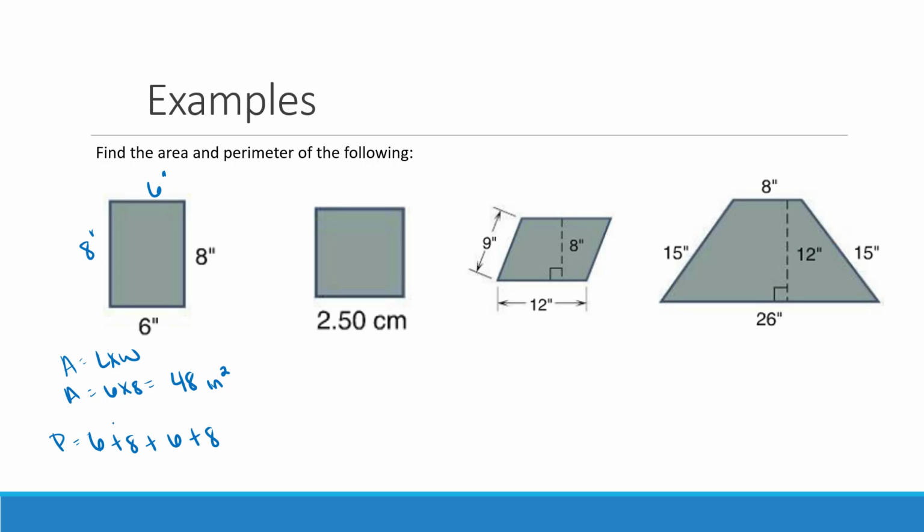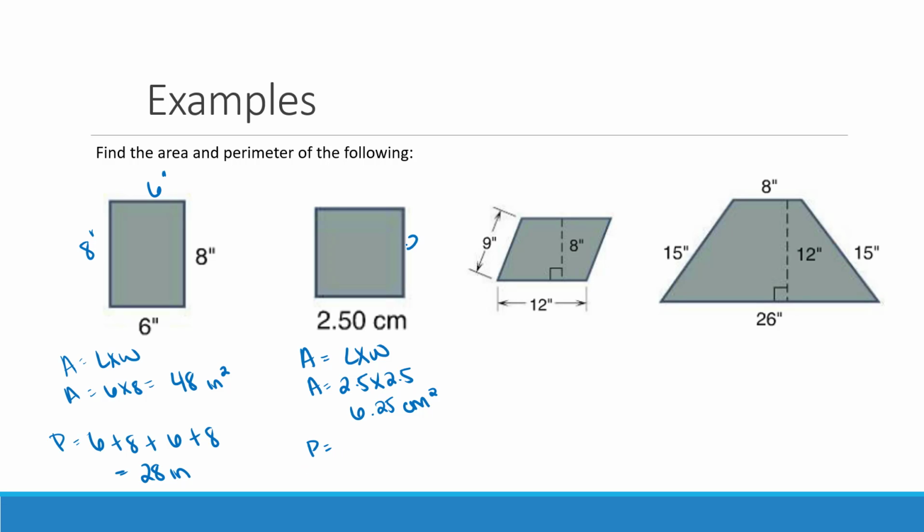So in this case, if you do 6 plus 8 plus 6 plus 8, you would get 28. And again, perimeter, your units stay the same, so this would be inches. Area of a square, what you'll do is basically the same as a rectangle, but the length and the width are the same. So we would be doing 2.5 times 2.5. So if we do that, we'll get 6.25, again, centimeters squared in this case.